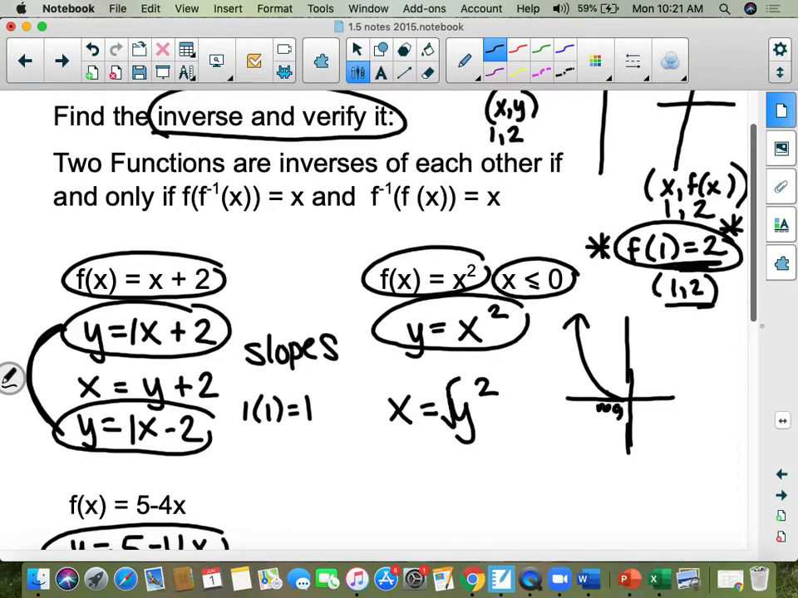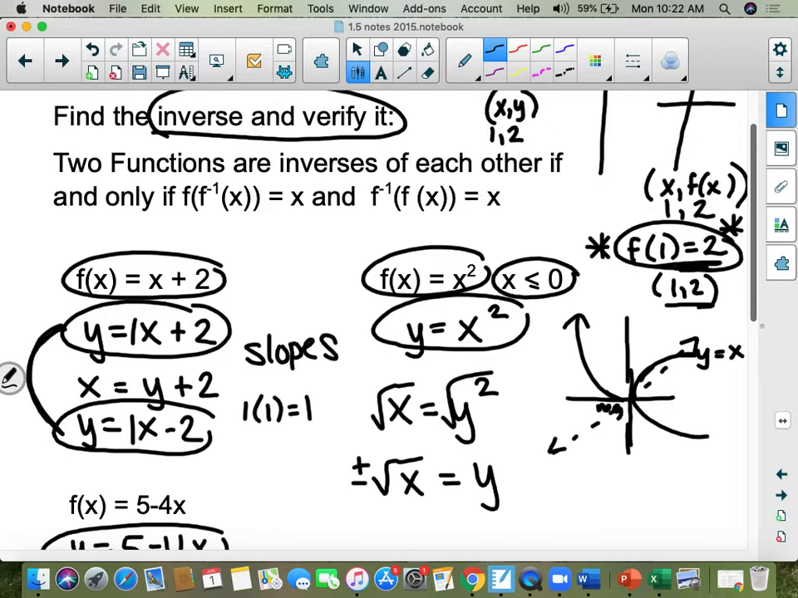In order to get y alone, I need to square root both sides. So y is going to equal plus or minus the square root of x. But I need it to be the inverse, and it's symmetrical across the line y equals x. So which one am I going to pick? The positive square root of x, which looks like a swoop, or the negative square root of x? You want it to be symmetrical across this line. I don't want this one. I only want the negative one. This one and this one are said to be inverses of each other.